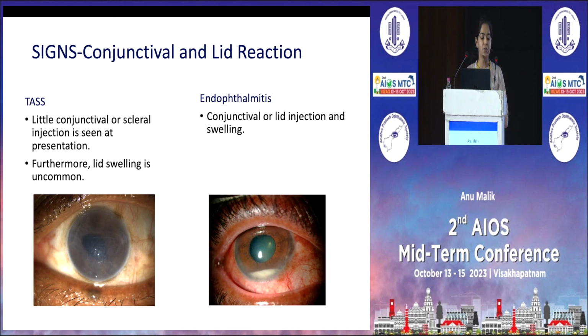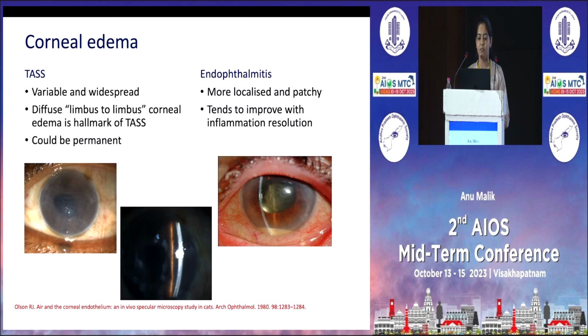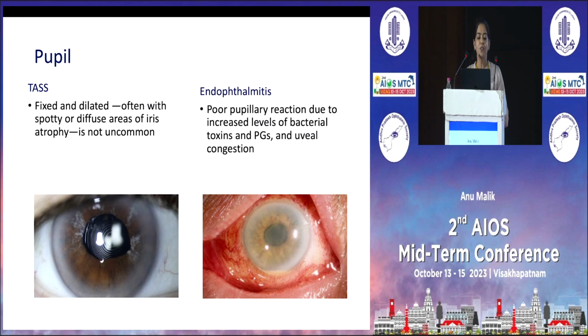Furthermore, lid swelling is usually uncommon, but in endophthalmitis, there is conjunctival or lid injection and swelling as well. The corneal edema in TASS is variable and widespread, and we have a diffuse limbus to limbus corneal edema, which is a hallmark of TASS, and it could be permanent. In endophthalmitis, the corneal edema is more localized and patchy and tends to improve with inflammation resolution. The pupil is usually fixed and dilated. Often there are spotty, diffuse areas of iris atrophy. And in endophthalmitis, there is poor pupillary reaction due to increased levels of bacterial toxins and prostaglandins, as well as uveal congestion.